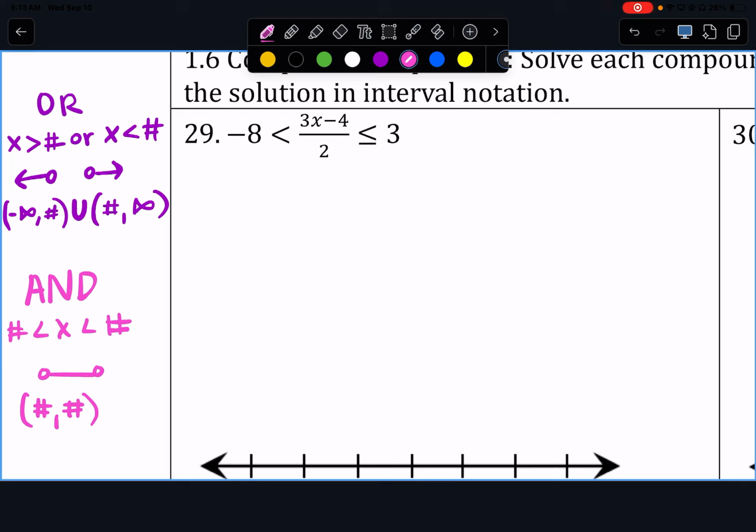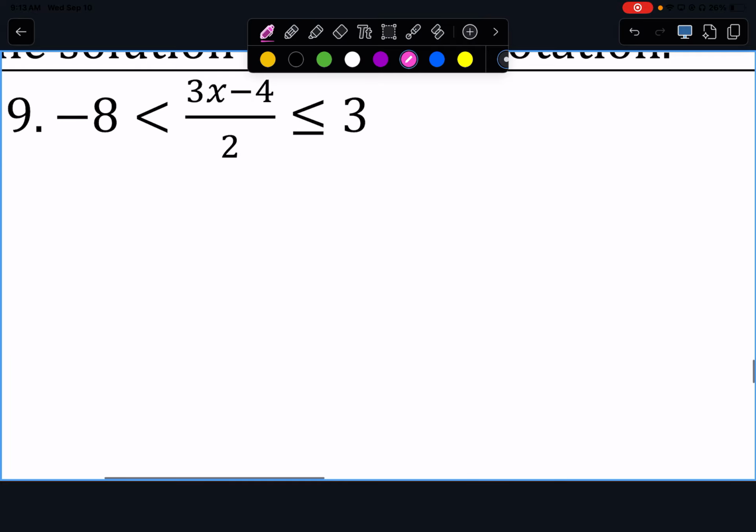So we're going to start with 29. Multiply by 2. We have to multiply everything by 2. And this side. Okay? Is this an and or an or inequality? This is an and. Okay? So what is 2 times negative 8?